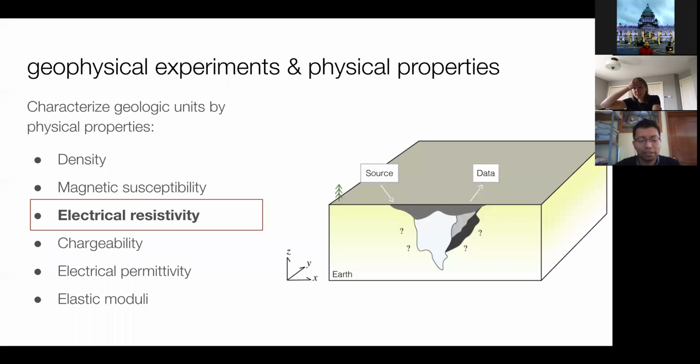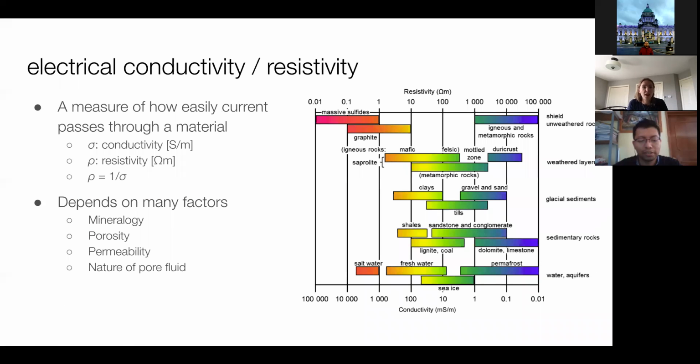So as I mentioned, we're gonna take a bit of a look at the context with electrical resistivity. And so electrical resistivity, or its inverse, conductivity, is a measure of how easily current passes through a material. On the right, we've got a whole suite of different rock units or materials we encounter in the subsurface, and you can see that the resistivity values vary over large orders of magnitude.